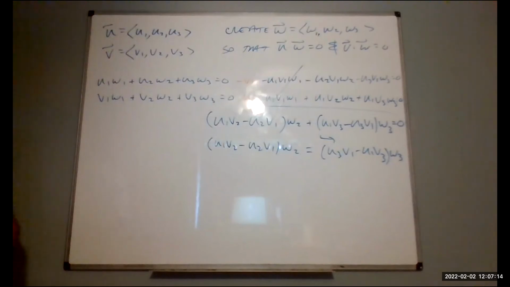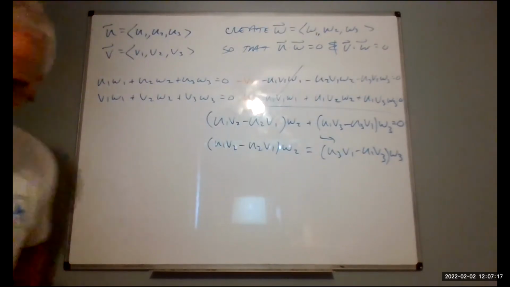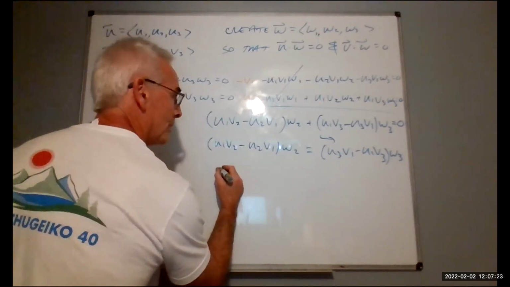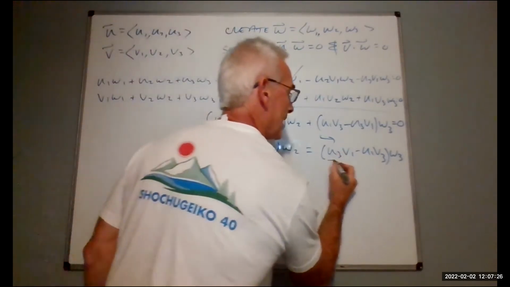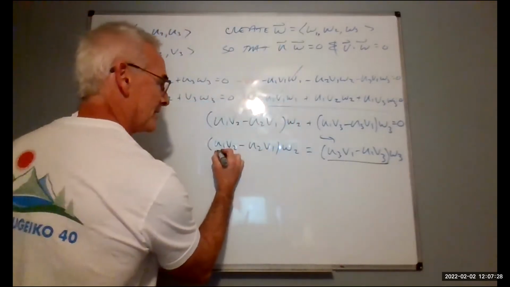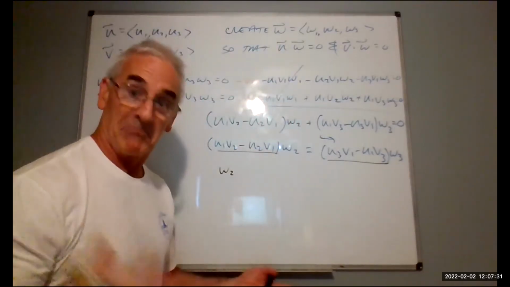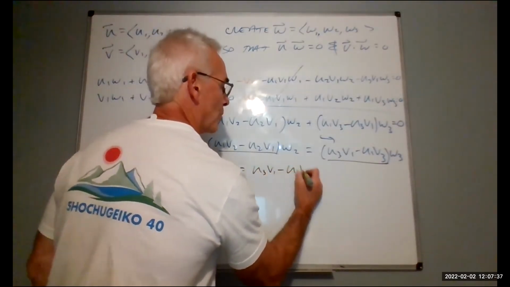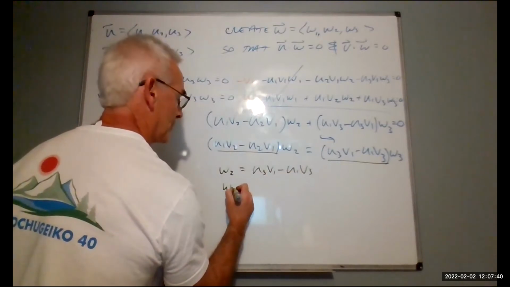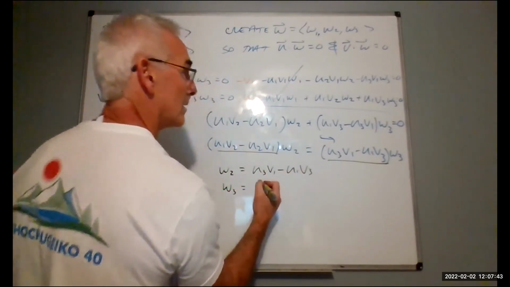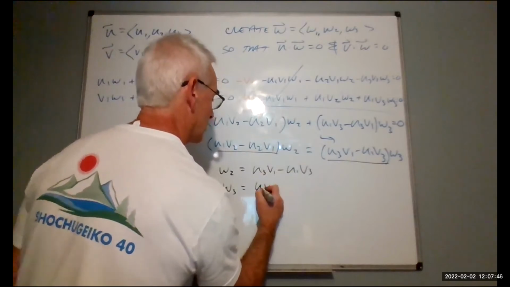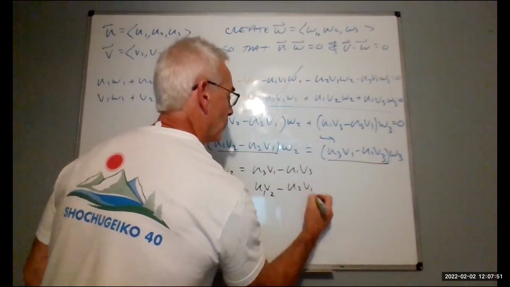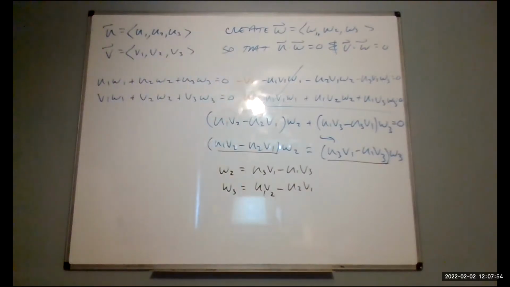Okay, well, the easiest way to do this, notice, if I choose W2 to be this, and I choose W3 to be this, then they will be equal. So I'm going to choose W2 to be U3 V1 minus U1 V3, and I will choose W3 to be U1 V2 minus U2 V1. Okay, everybody got that so far?